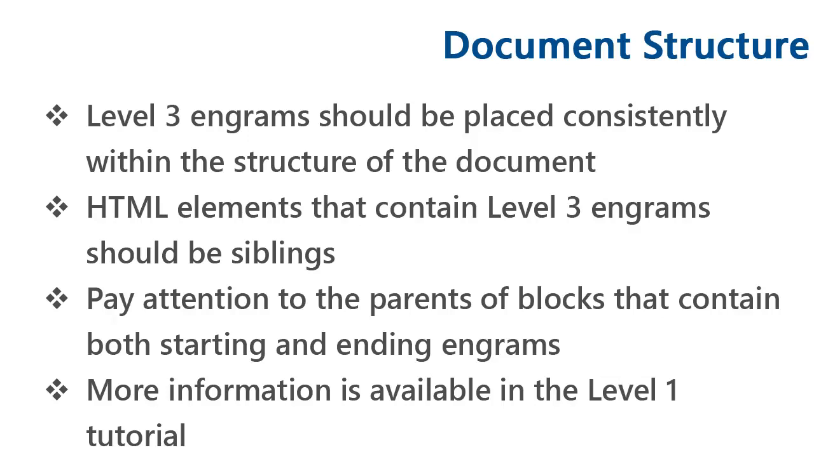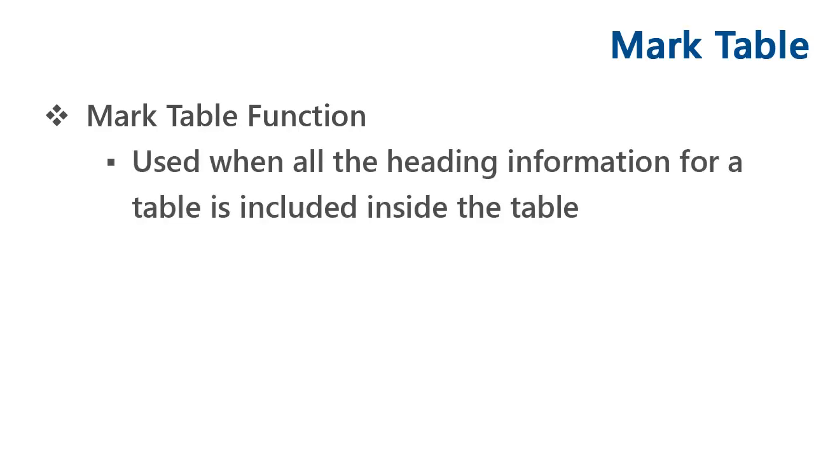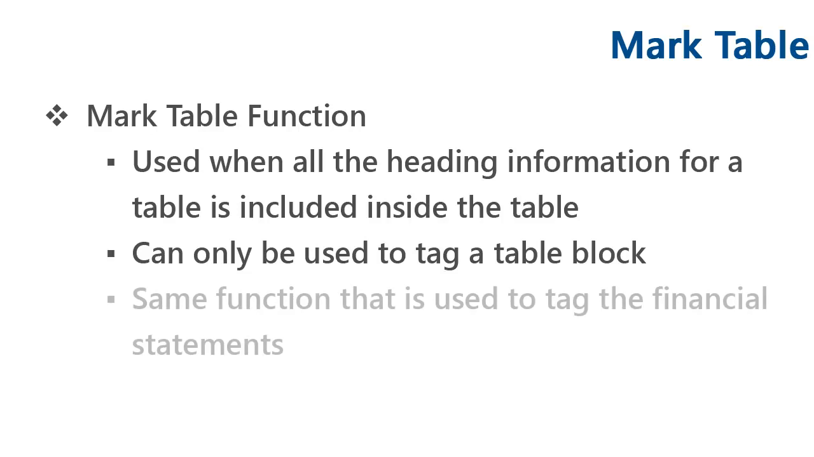The second tool that can be used to insert Level 3 tagging is the Mark Table function. This function can be used when all of the heading information for the table is included inside the table. You can only place this type of Level 3 engram on the table block, so if the table heading information is located on a paragraph, you will have to use the Mark Level 3 function instead. The Mark Table tool is very easy to use. If you watched the tutorial on tagging the financial statements, you're already familiar with how to use it.